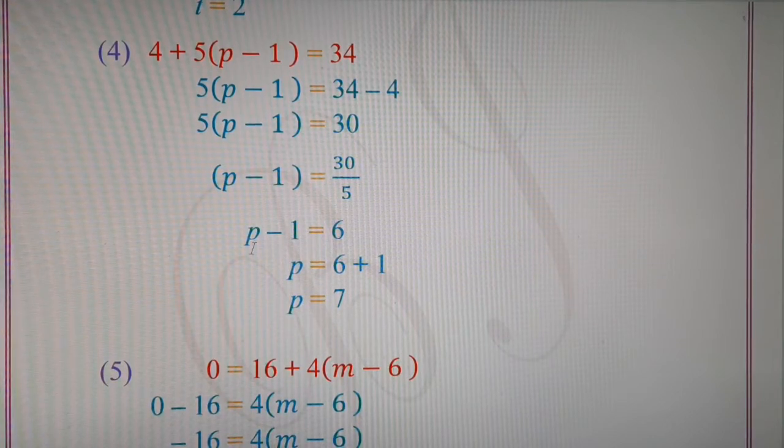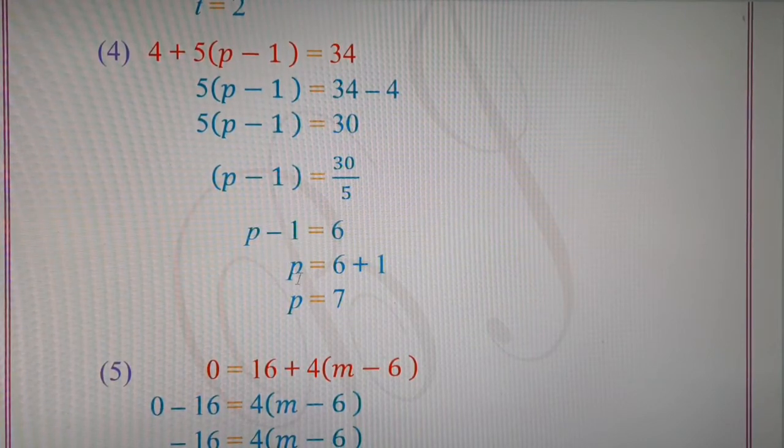Further we will solve by keeping P alone, and minus 1 we will transfer from left hand side to right hand side using the transpose rule. The opposite rule of subtraction is addition. So minus 1 when transferred from left hand side to right hand side will become plus 1. So in the next step we will get 6 plus 1, which can be further written as 7. So P is alone and minus 1 will transfer, it will become plus 1. 6 plus 1, answer is 7. P is equal to 7 is the solution for the given equation.